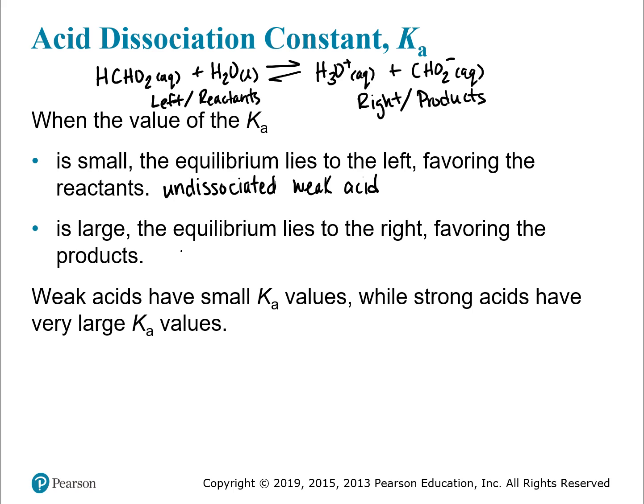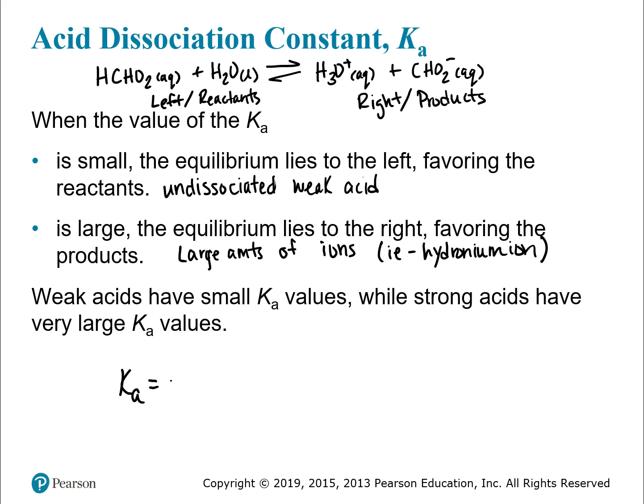So you're going to have large amounts of ions, specifically the hydronium and whatever other conjugate base that you form. We'll talk about that in a second. So weak acids, small Ka values. Strong acids, very large.